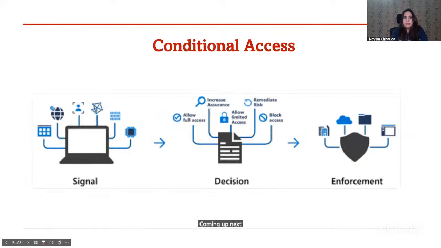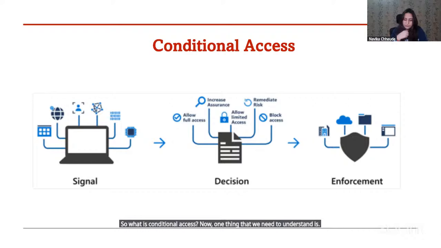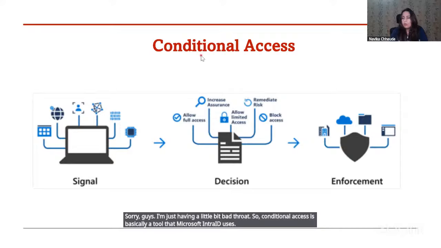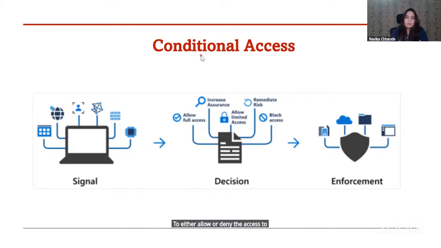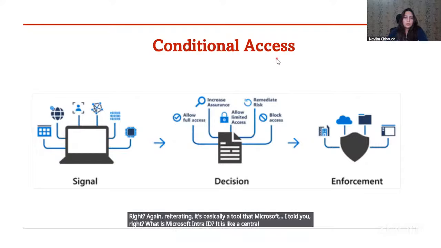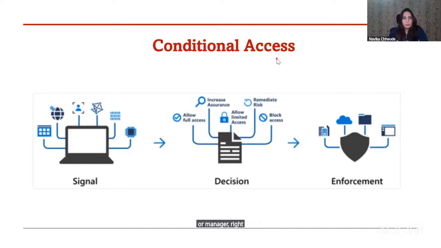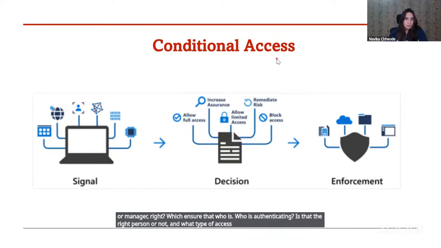Coming up next is conditional access, right? So what is conditional access? Now one thing that we need to understand is, sorry guys, just having a little bit of a bad throat. So conditional access is basically a tool that Microsoft Entra ID uses to either allow or deny access to resources based on identity signals, right? I told you, what is Microsoft Entra ID? It is like a centralized manager, which ensures who is authenticating, whether that is the right person or not, and what type of access should be provided.